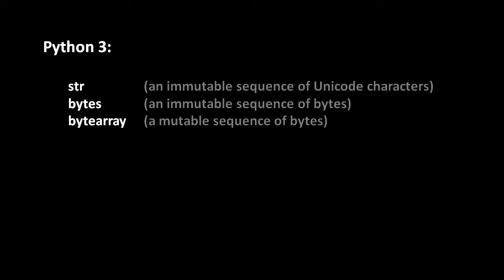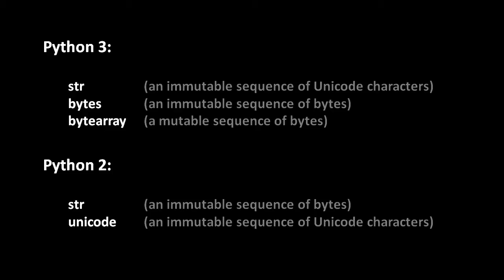So, it's very important to get this straight, the distinction between string objects, which are sequences of Unicode characters, and bytes objects and bytearray objects, which are sequences of bytes. It's very easy to get confused about these differences because when we read and write strings from files, the strings, of course, in the file are represented as a sequence of bytes, so there's some encoding involved.